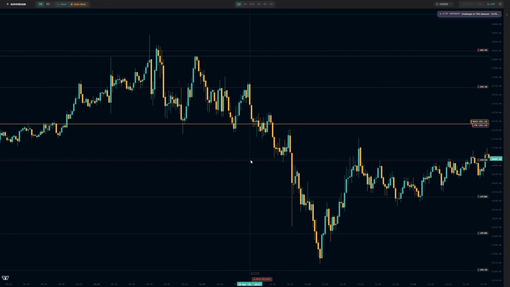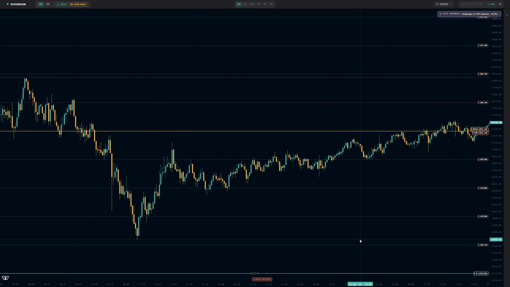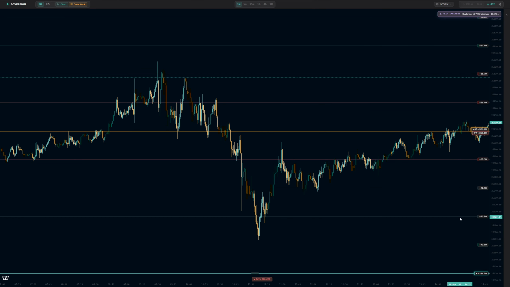Also, these levels that you see around, treat them as support and resistance levels. Yes, they're SNR. They're pretty helpful. These are SNR, and they're very good SNR.